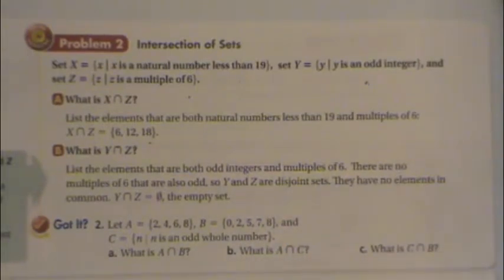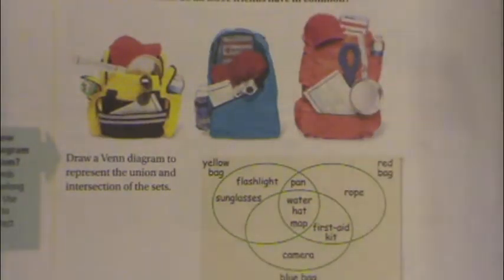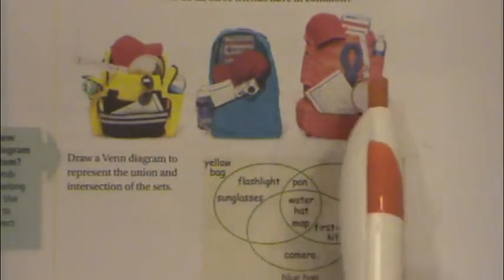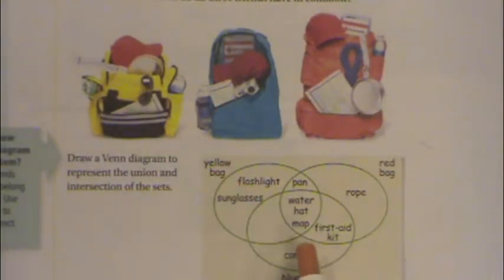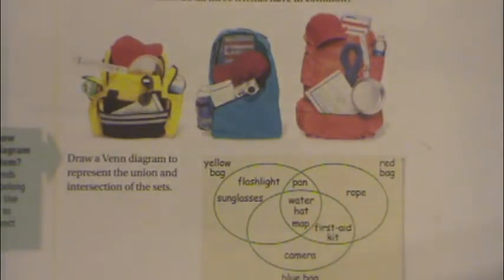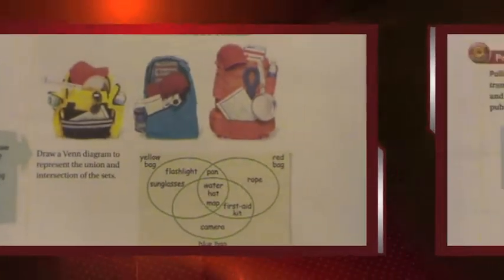Do not worry about got it, number 2. Go on to problem 3. Problem 3 shows what I think is a pretty funny picture of backpacks for camping. Now, if you've ever been camping with a backpack, I suspect it was a lot more full than these are. But at any rate, the point is they want you to look at this Venn diagram. This kind of picture is called a Venn diagram. I'm sure you've seen them before. And what they are doing is listing all the things that they see in each backpack, and they want to figure out what is common to all of them. I do not even want you to do got it, number 3. I want you to move on to problem 4.